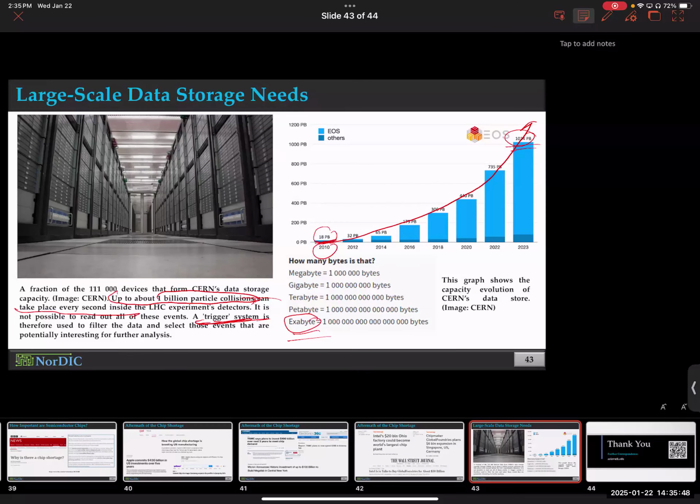Is it exciting? Then let's store it. Is it not? Then just discard the data. So CERN basically has to discard most of its data because it doesn't have enough storage. So CERN partnered with the biggest memory maker in the US, Micron Technology, to create a data center.